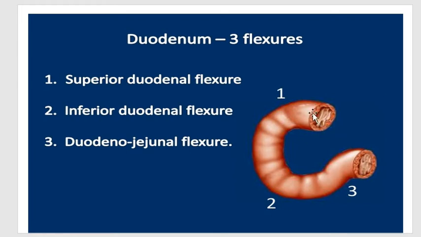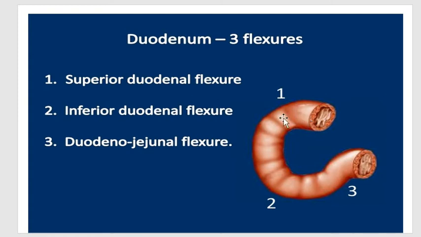As you know, it has 4 parts: the first part, second, third and fourth part. At the junction of the first and second part, there is one flexure that is called the superior duodenal flexure, and then at the junction of the second and third part, there is another flexure that is called the inferior duodenal flexure. And then the third flexure is the duodenojejunal flexure, where the duodenum continues with the jejunum. So there are 3 flexures you will study in the case of the duodenum.